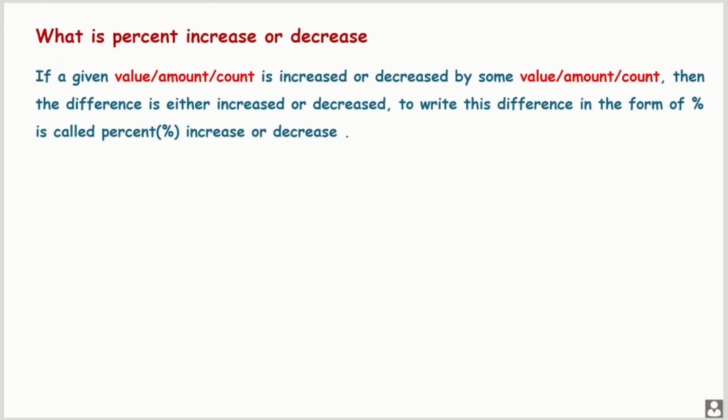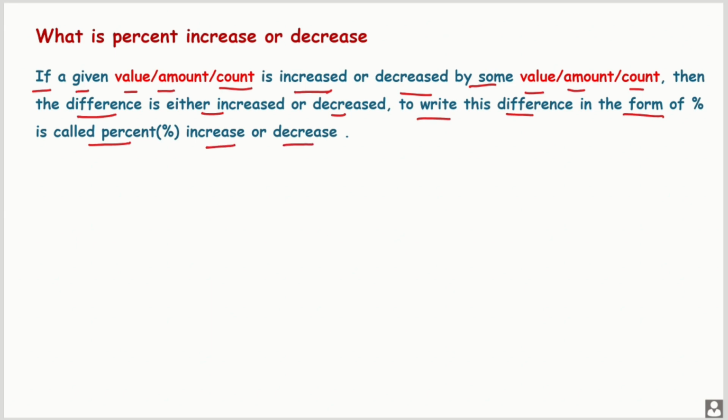Now we will see what is percent increase or decrease. If a given value, amount or count is increased or decreased by some value, amount or count, then the difference is either increased or decreased. To write this difference in the form of percent is called percent increase or decrease.